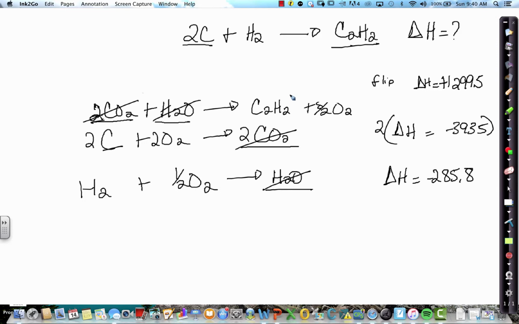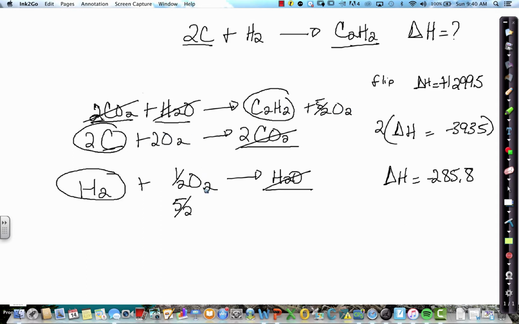This isn't anywhere to cancel, but I don't want to cancel it. I want it in the reaction. And this is also not going to cancel, but that's good because I want it. H2 is also not going to cancel. So now we need to look at the O2s. I've got 5 halves on this side, and then here I've got 2 and then another half. Well, if it's on the same side, you combine them. So 2 plus 1 half will actually give me 5 halves. So I do have 5 halves on the reactant side and the product side.